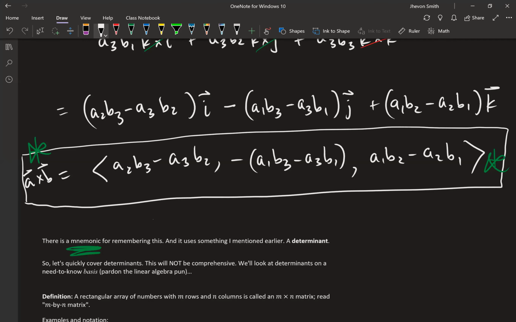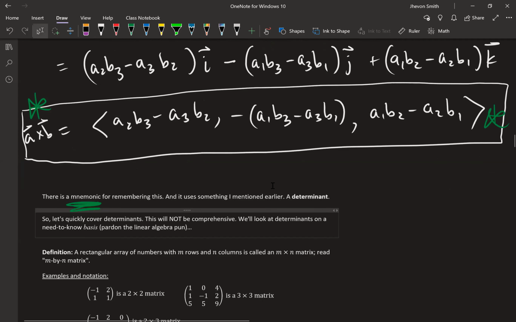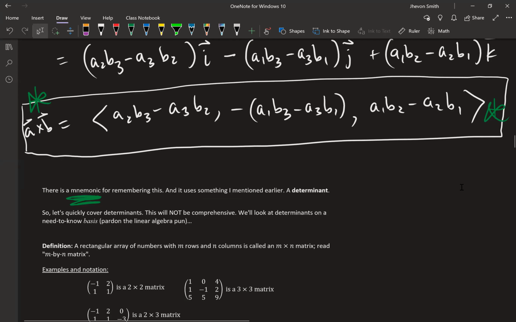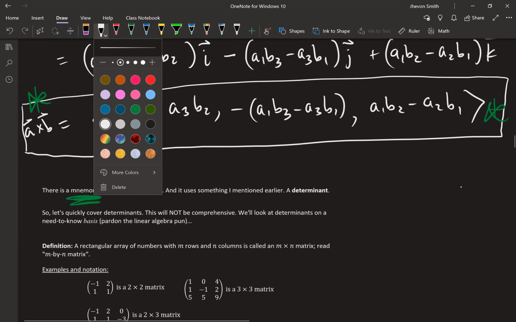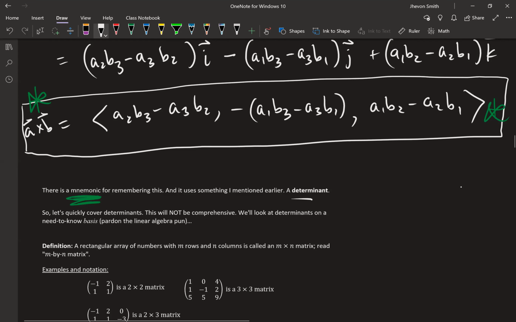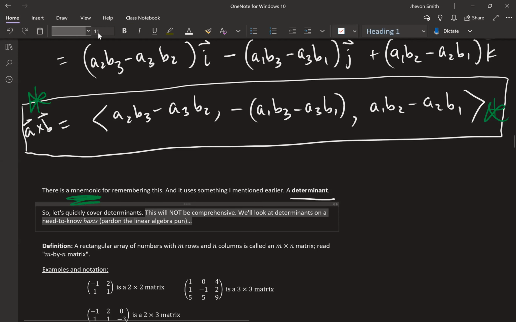Now, those of you who've computed cross product before know what I'm going to do, but for the benefit of those who don't know, I'm actually going to have to talk about something called a determinant. Okay, so let's do that. Now, to be clear, we're going to cover determinants. It will not be comprehensive, so don't think you can go into a linear algebra class with what I'm going to tell you and you'll be fine. You will not be fine.